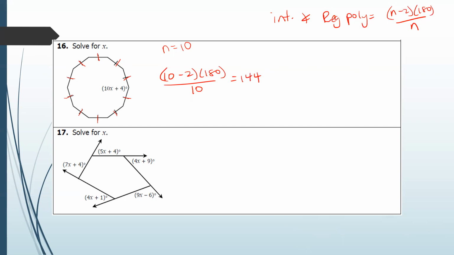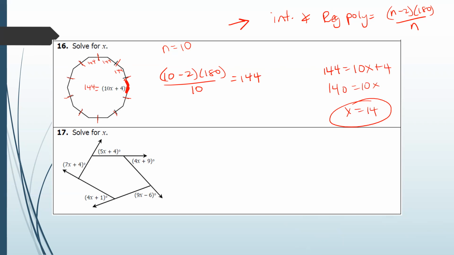So that means all of these interior angles, every single one of them, is 144. I don't know expressions for all of them, but I know an expression for this one. So this one also has to be 144. And now we have an equation to solve. Subtract 4 from both sides. Divide by 10. There it is. So if it gives you the measure of one interior angle of a regular polygon, you can use that equation for one interior angle of a regular polygon to help you solve.